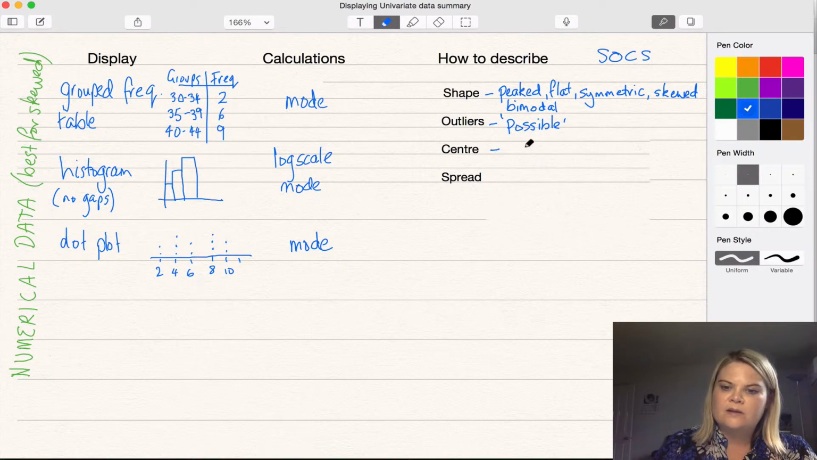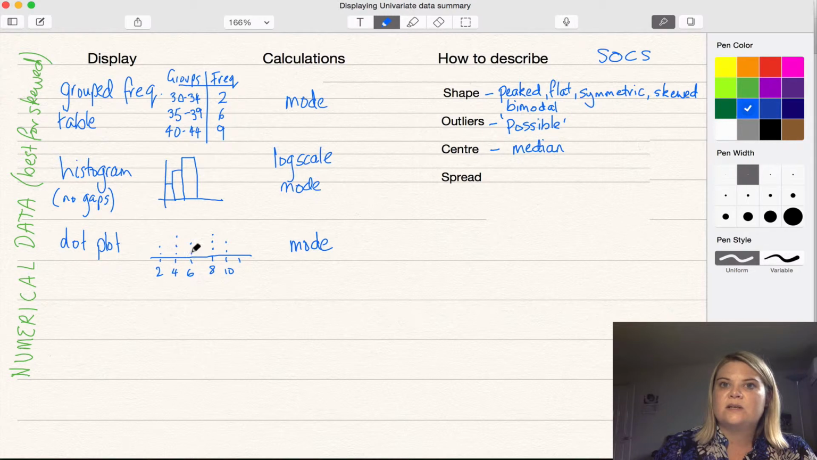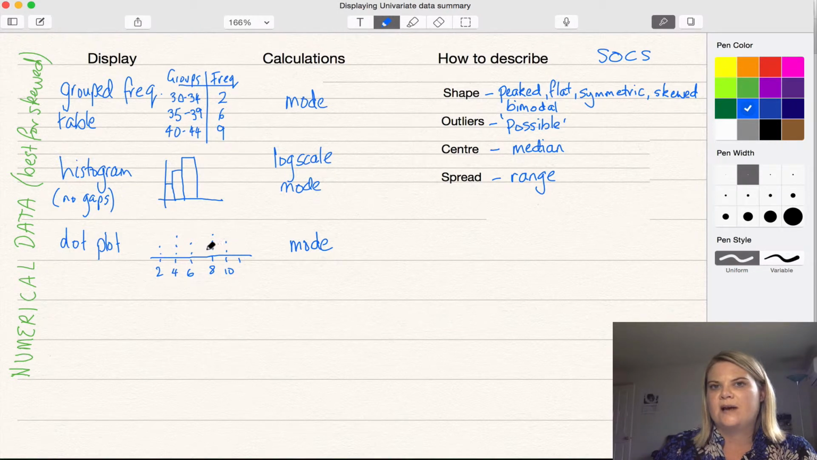The center of your distribution, you can easily work out the median, which is the middle number, and that would be the best way to describe the center of these types of displays. And the spread, you can use the range to describe it. So the range is how far from the lowest value to the highest value. So the range of this one is 10 minus 2, 8 altogether, 8 data points in between.